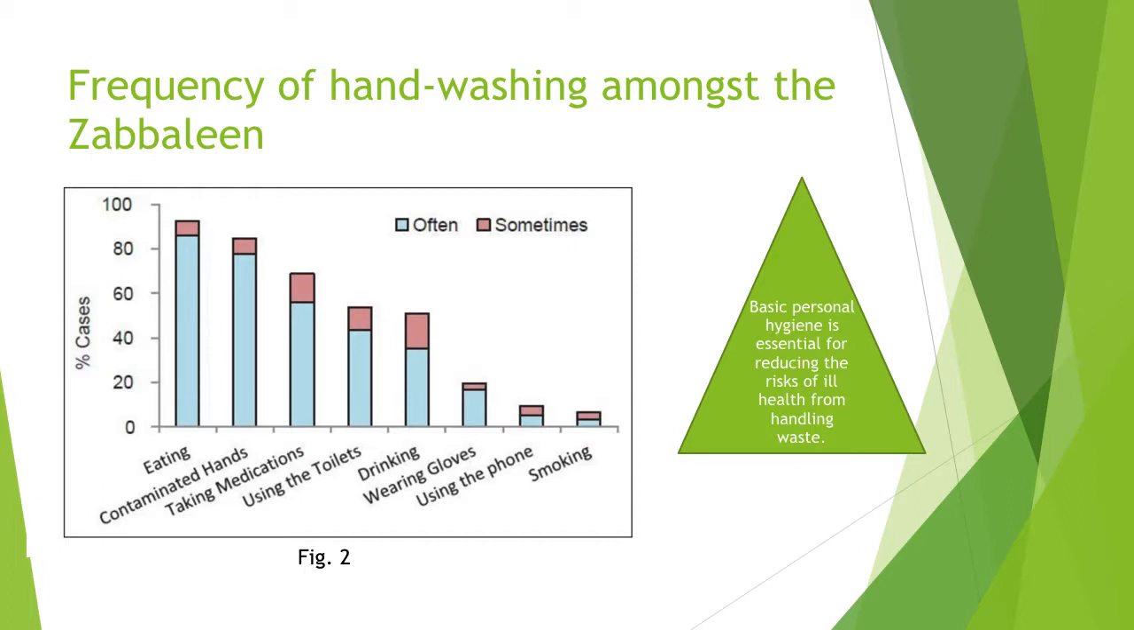And then, in terms of some of the preventative measures that this population takes, as you can see here, not everyone is following basic hand hygiene when it comes to their day to day life. So, this graph shows the frequency of hand washing amongst the population after certain activities. So, as we know, basic personal hygiene is essential for reducing the risks of ill health from handling waste. But as we can see, not everyone in this population is taking those precautions.